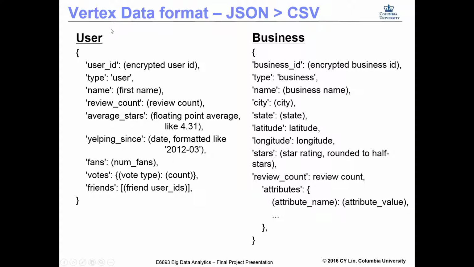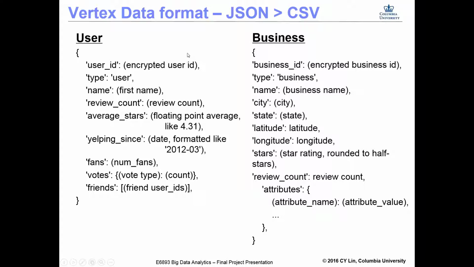Looking at the format, now this is just a general overview of the format of the data structure. For the users, we have the user ID, the type, the name, the review count, how many reviews the user has written in the entirety of the account, average stars, Yelping since, so the date that they joined Yelp, number of fans, votes, and friends list. So this is the social edges right here with the friends list.